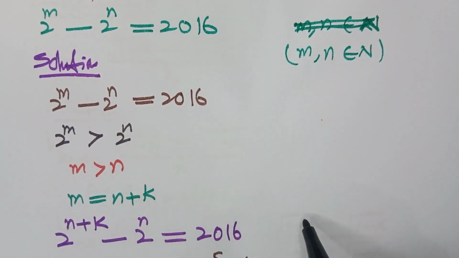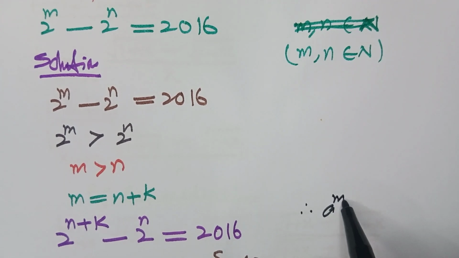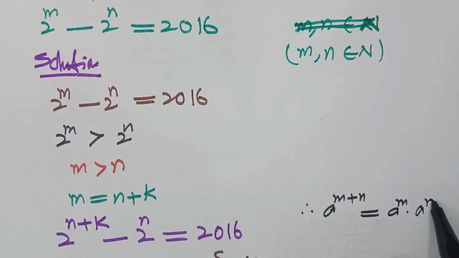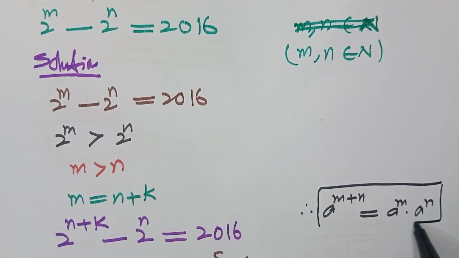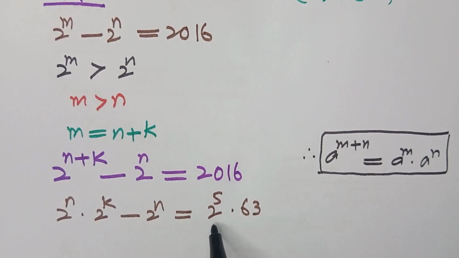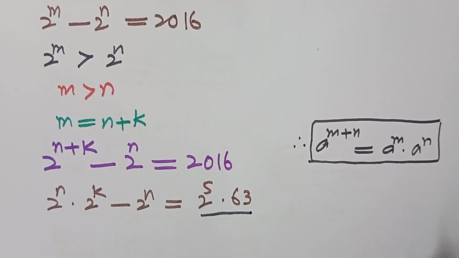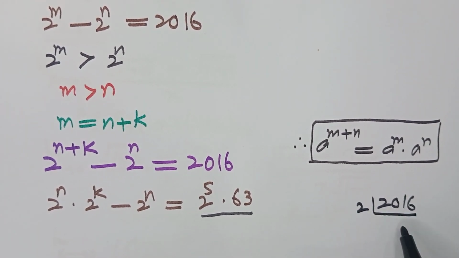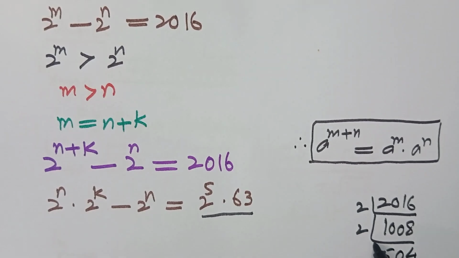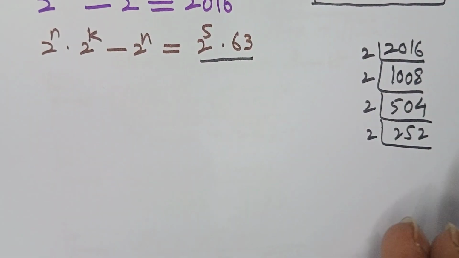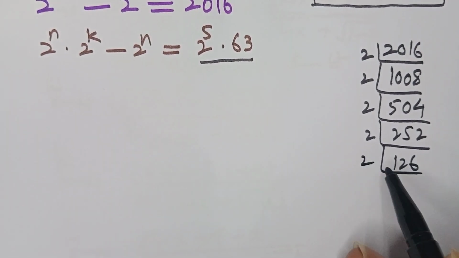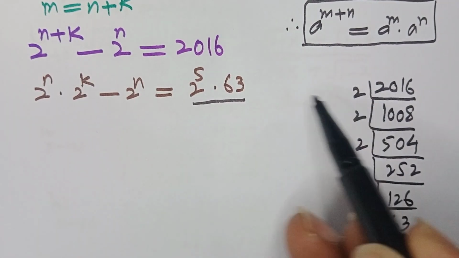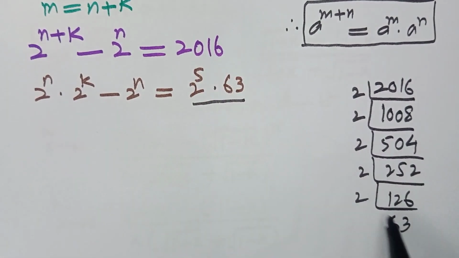This is on the basis of the formula a power m plus n is equal to a power m dot a power n. This is on the basis of the factorization of 2016. One, two, three, four, 5. So 2016 is 2 power 5 dot 63.